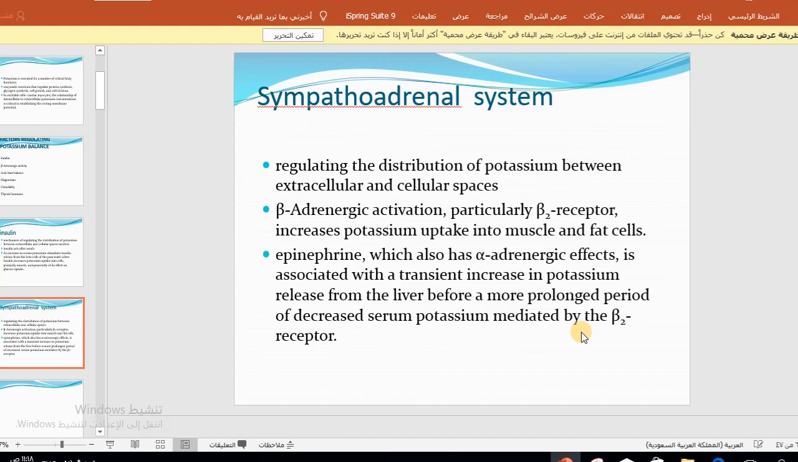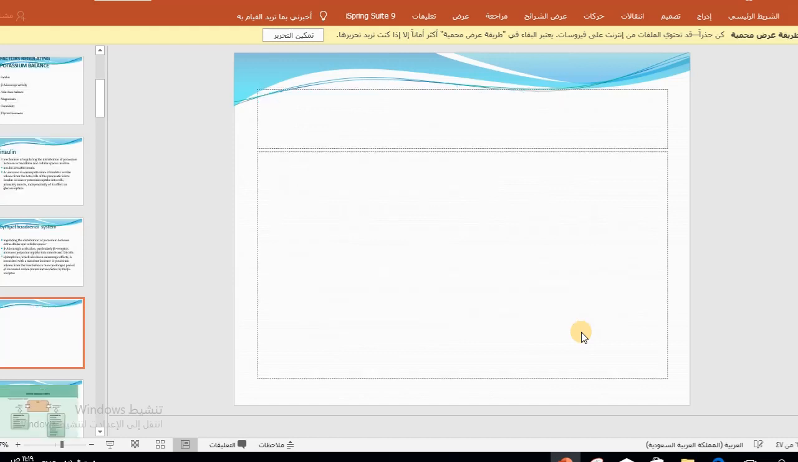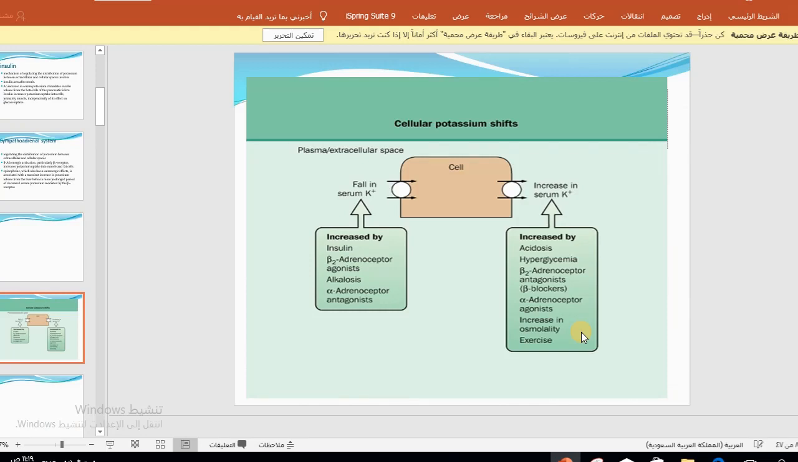The second regulator of potassium is the sympathoadrenal system, and mainly beta-adrenergic activation. It regulates the distribution of potassium between extracellular and intracellular spaces. Beta-2 receptors increase potassium uptake into muscles and fat cells. Epinephrine, which also has an alpha-adrenergic effect, is associated with a transient increase in potassium release from the liver before a more prolonged period of decreased potassium mediated by stimulation of beta-2 receptors. So alpha receptor stimulation is short-lived, so the main long-term effect is beta-2 activation.